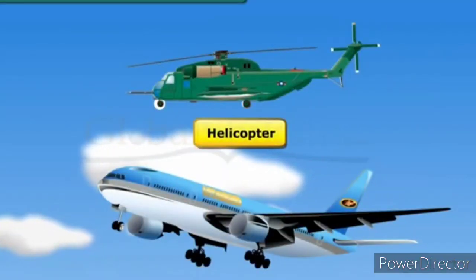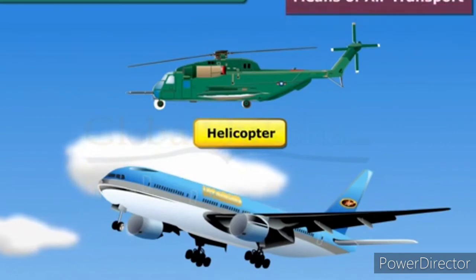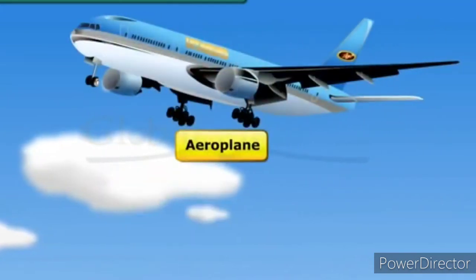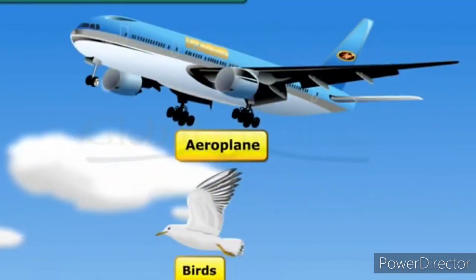You might have seen helicopters and airplanes in the sky. These are means of air transport. These run through airways. These vehicles have wings like birds that help them to fly in air.